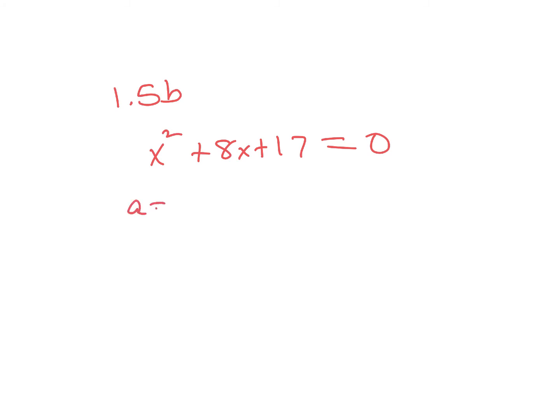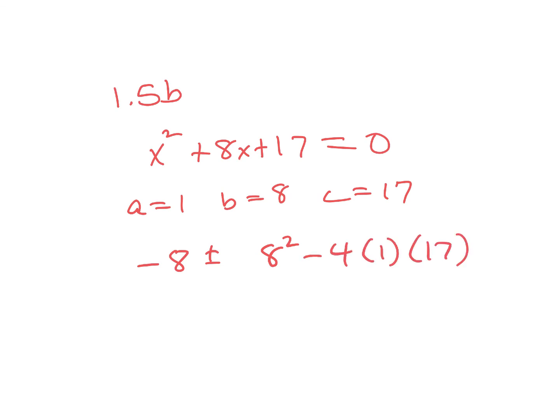So my A is 1, my B is 8, my C is 17. So I'm going to plug it into the formula. Opposite of B, plus or minus, B squared minus 4 times A times C, all divided by 2 times A.